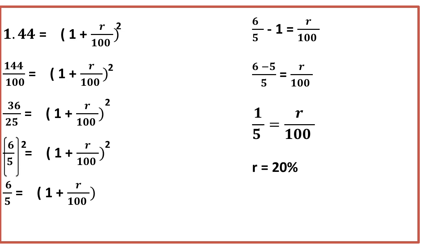So 144 by 100, after simplification it results as 36 by 25, which can be expressed as 6 by 5 whole square. Therefore, 6 by 5 is equal to 1 plus R by 100 to the power 2. Shift plus 1 to the left hand side, it becomes minus 1. Therefore, 1 by 5 is equal to R by 100. The rate of interest will be equal to 20%.